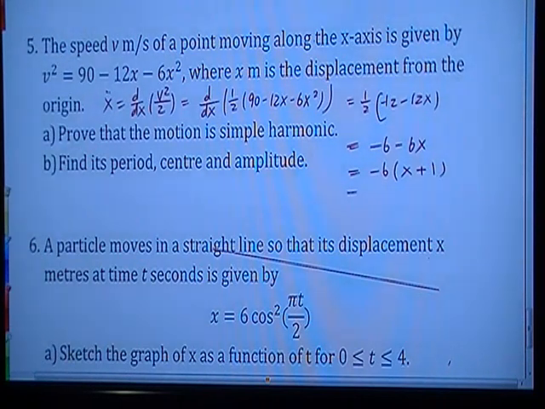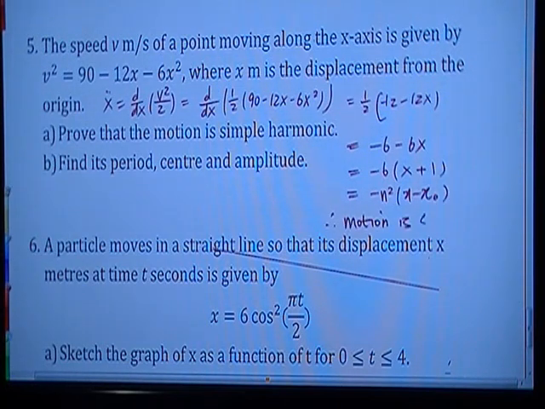Which equals minus n squared times x minus x naught. Therefore, motion is simple harmonic. Okay? That's all it wanted. Now find its period, center, and amplitude. So, how would you do it?